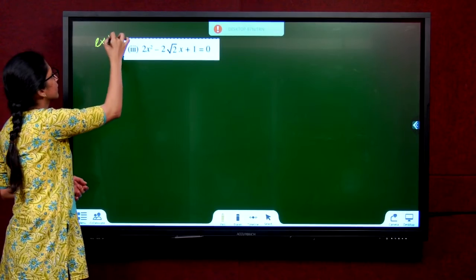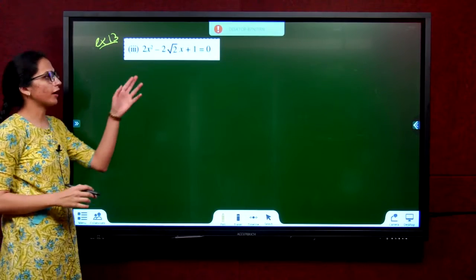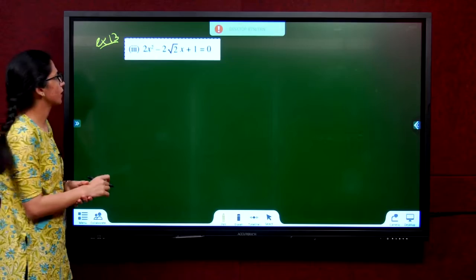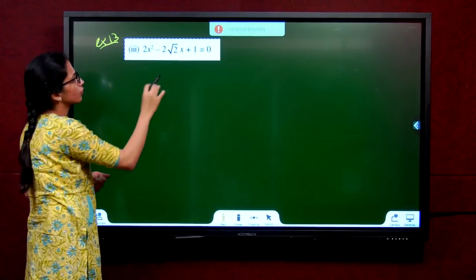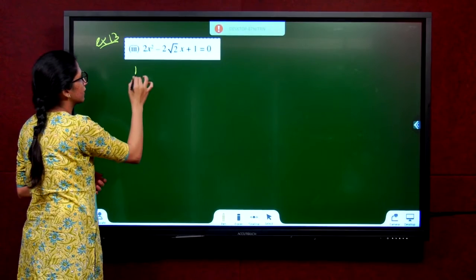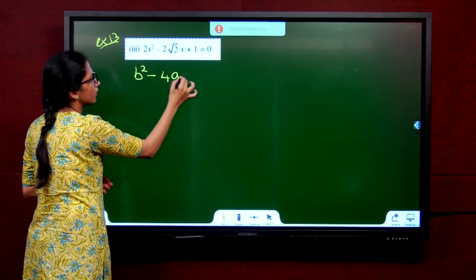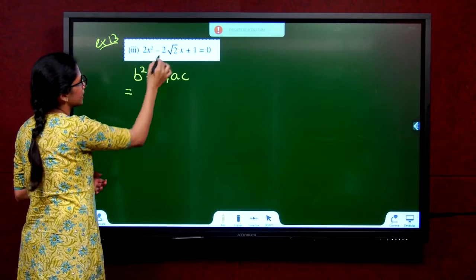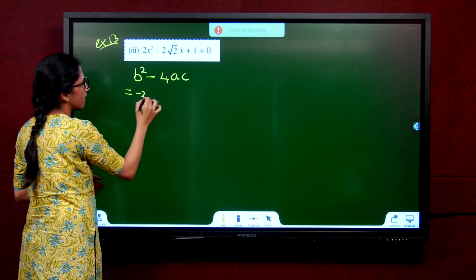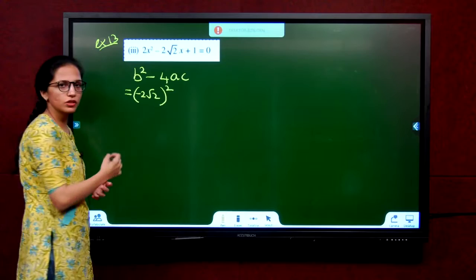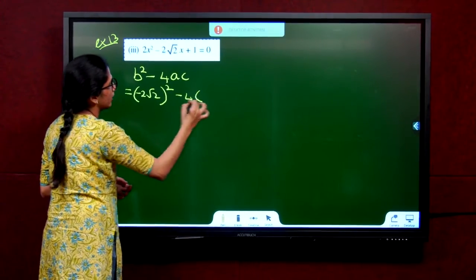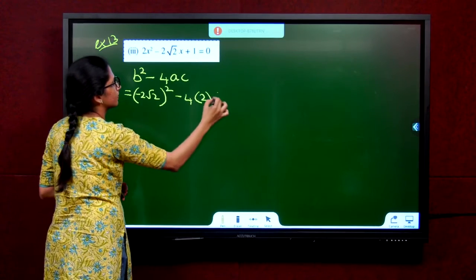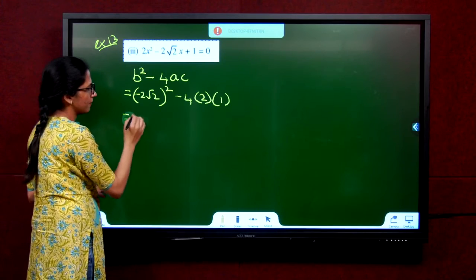Example 13, third sub-question. You have to find the roots of the quadratic equation if they exist using the quadratic formula. A is 2, b is −2 root 2, c is 1. First we will check the condition if they exist. What is the condition? b² − 4ac should be greater than or equal to 0. b² is (−2 root 2)² minus 4, a is the first number 2, c is the third number 1.